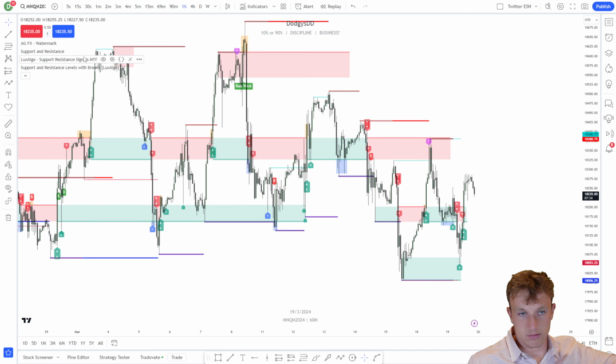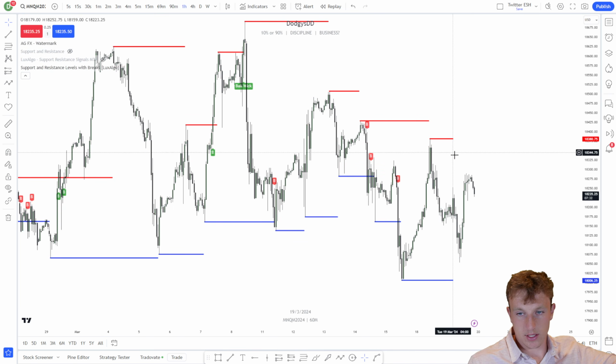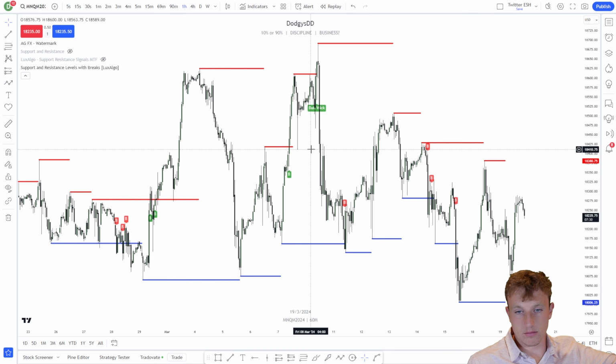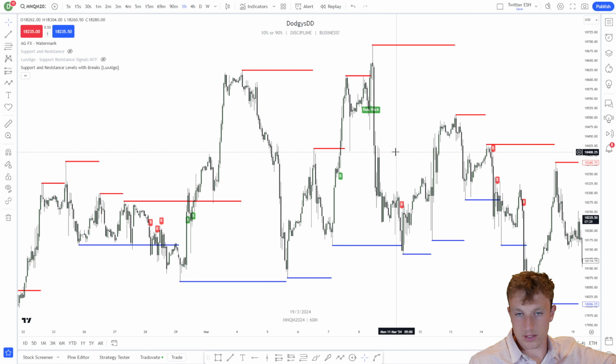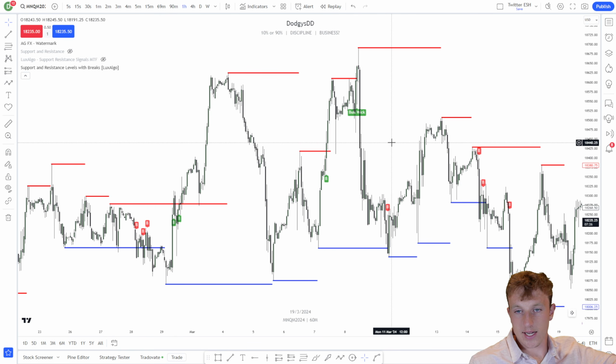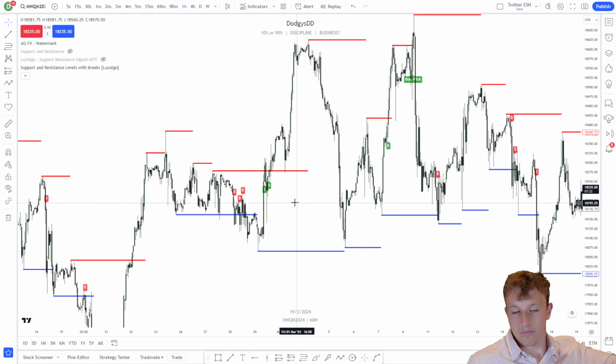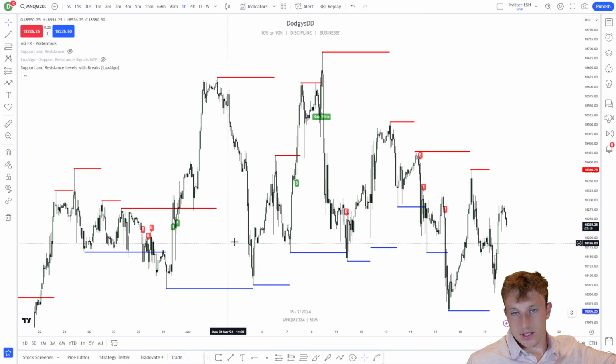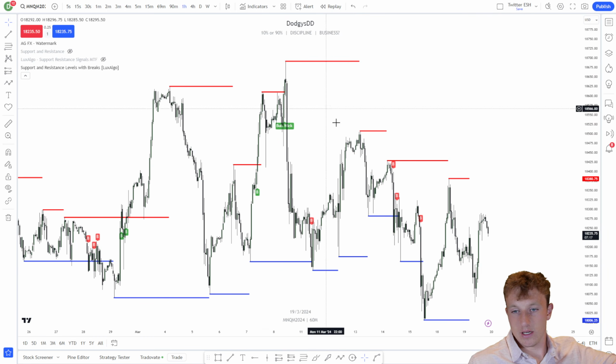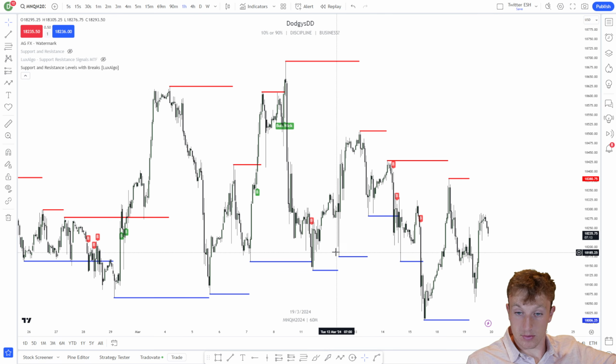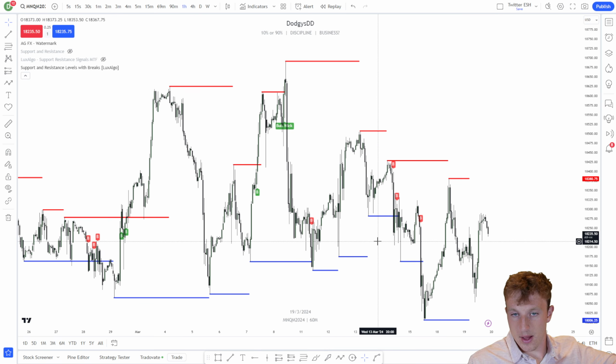So when we look at these indicators, I'm just going to look at one for now. This indicator is interesting. It's actually marking all the highs and lows as support and resistance. Now, the interesting thing about this is, is a peak or a dip truly support? And the short answer is no, it's not.